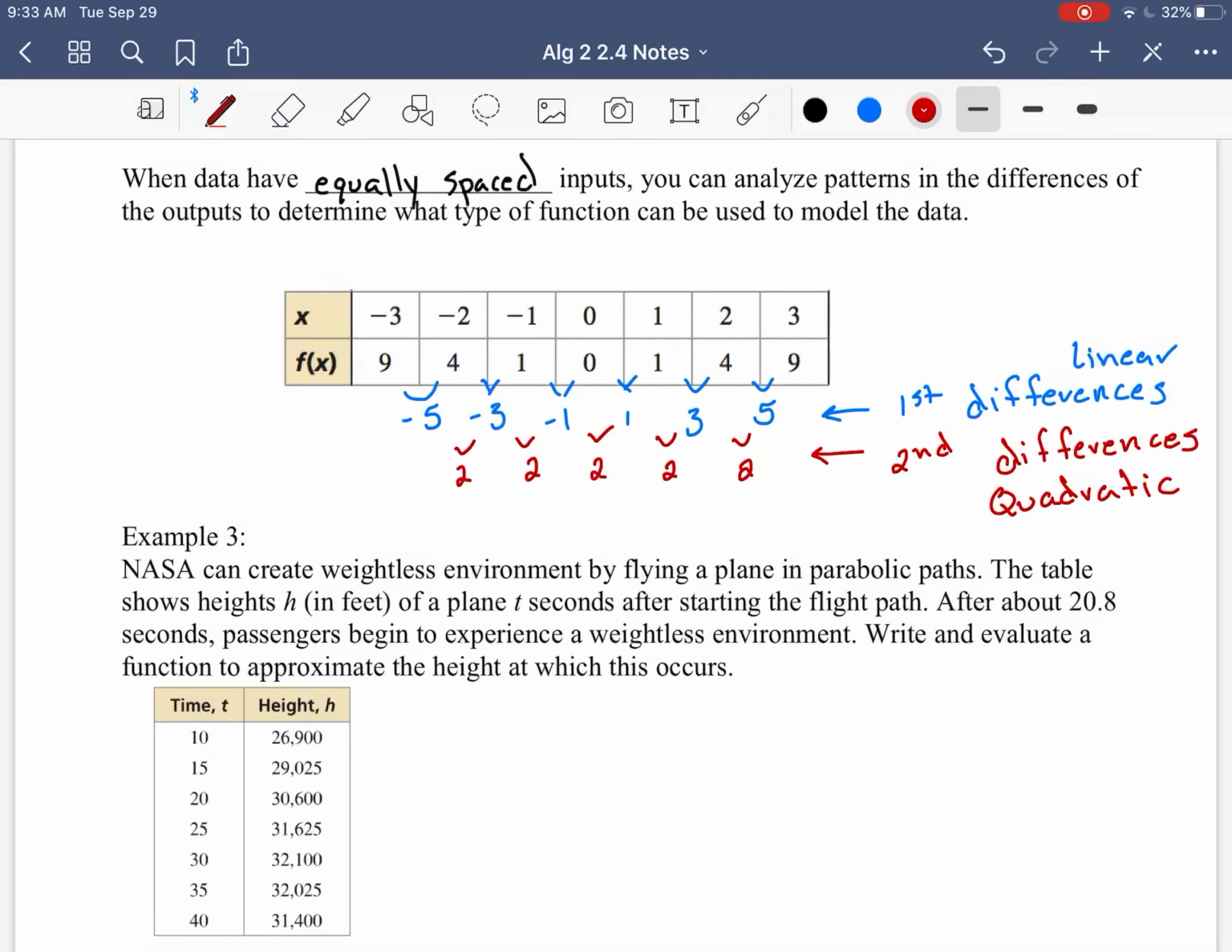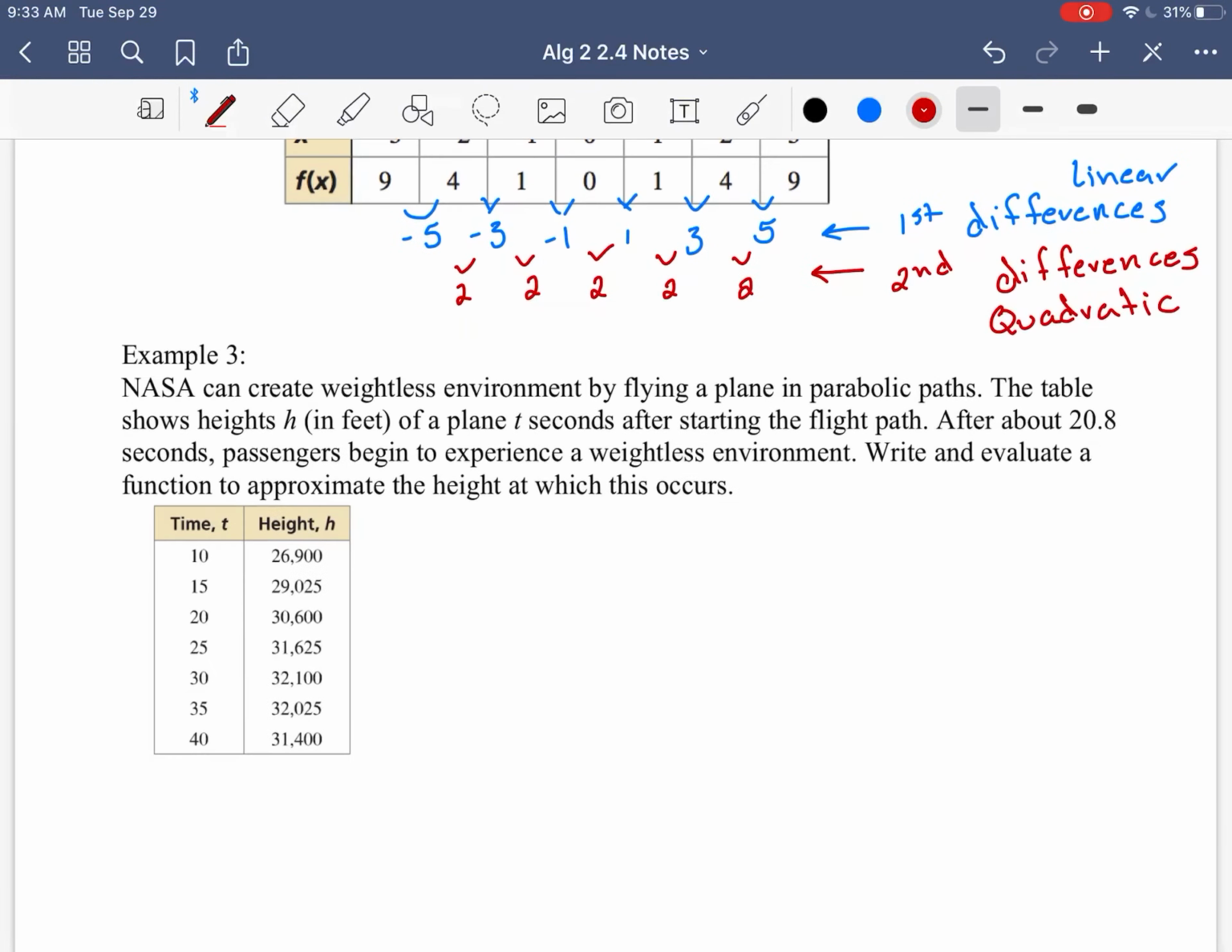Okay, so here we have a table of values. NASA has created a weightless environment by flying a plane in a parabolic path. The table shows the height in feet of the plane at t seconds. So it looks like my input is t, my output is h. And if you notice, my inputs go up by the same amount each time, up by 5. It says, write and evaluate a function to approximate the height at which this occurs. So first let's determine, will a quadratic function fit this?